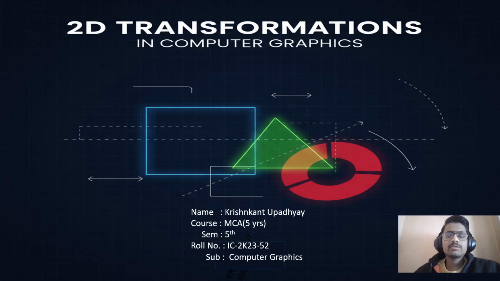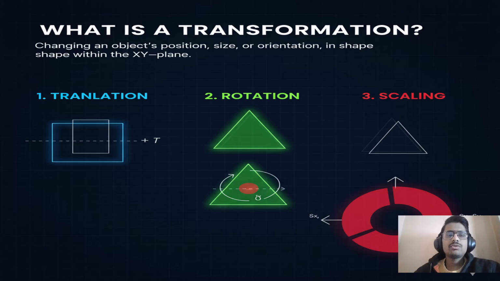Today we will discuss 2D transformation in computer graphics. So, what is transformation? Changing an object's position, size, or orientation within the XY plane. Transformation means when we change the position of an object, the size of an object, or the orientation of an object.